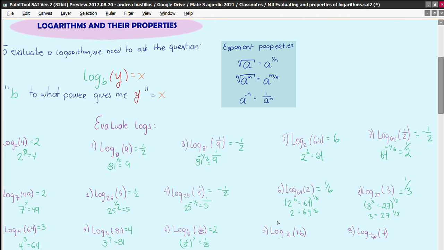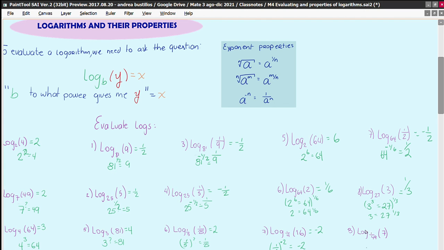Now, this exercise, 1/4 to what power gives me 16? First of all, you know that if you raise this fraction to the power of 2, this is 1/16. But if you want to flip it over, you only have to transform your exponent into negative. So this is minus 2.